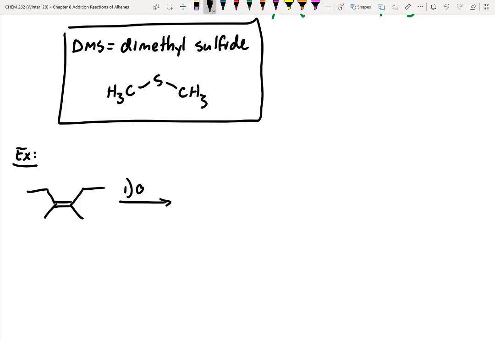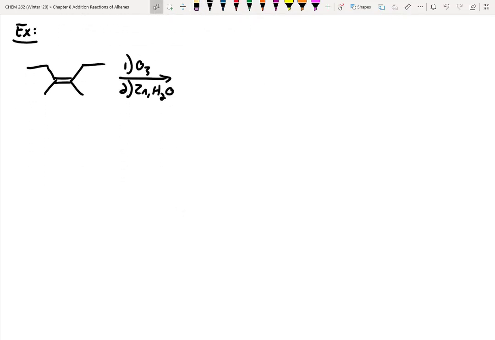So in this first example, we'll treat it with ozone and then zinc and water in step 2. It's important to number these as step 1 and step 2. But let's try to predict what the product would look like here. See if you can figure it out and then check with your neighbor.